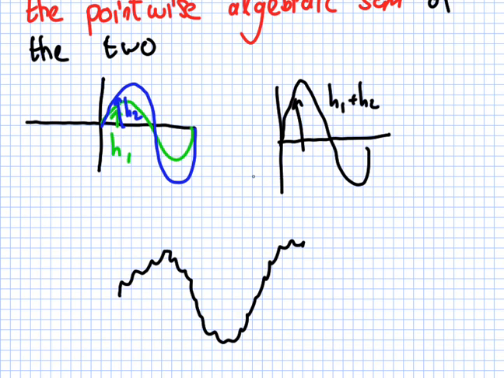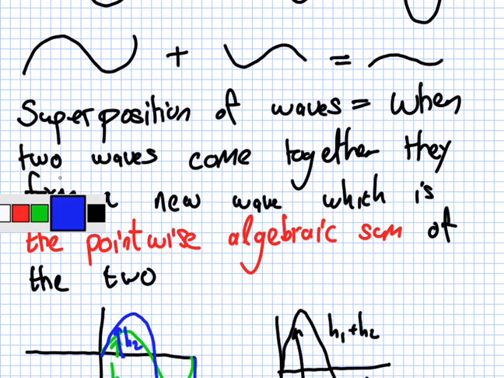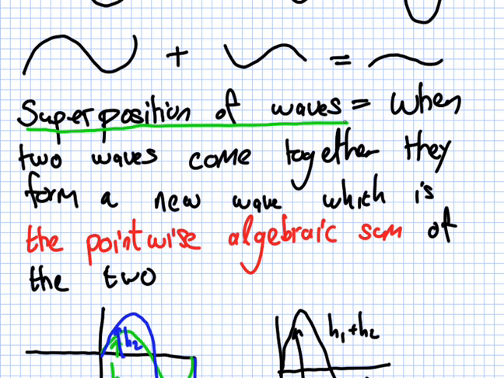This idea is called, as I was saying earlier, superposition of waves. And they sometimes ask you to explain this in the exam. So it's important that you write this down. Do you have it all? Yeah? Okay.